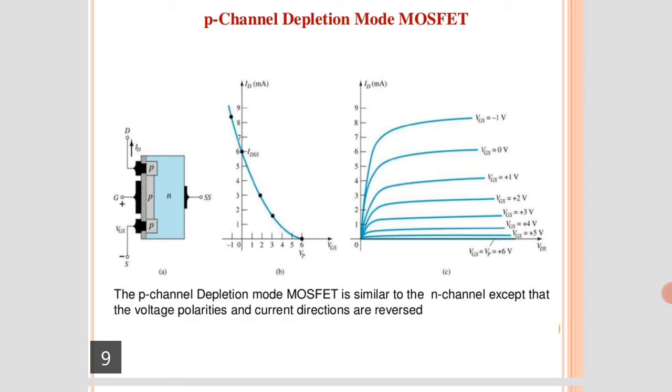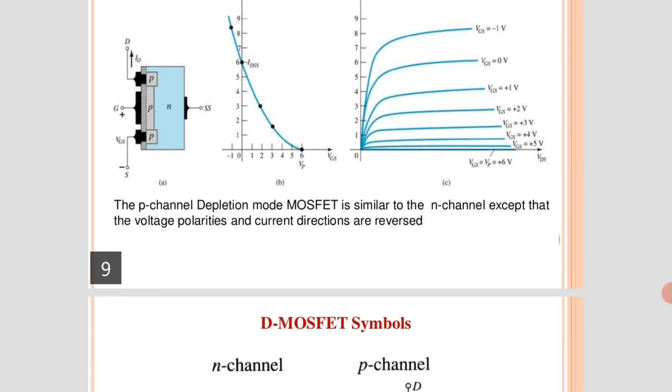In P channel depletion mode MOSFET, the output characteristic is VDS versus ID, with drain to source voltage on the X axis and ID on the Y axis at a constant gate to source voltage VGS, which varies from -1 volt to +5 volt.